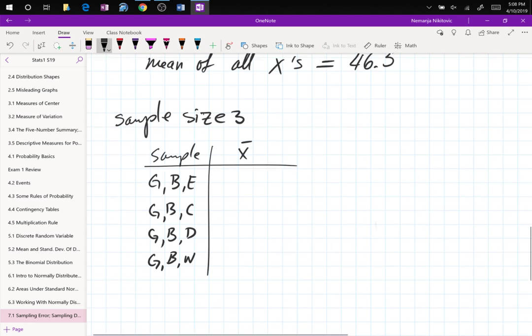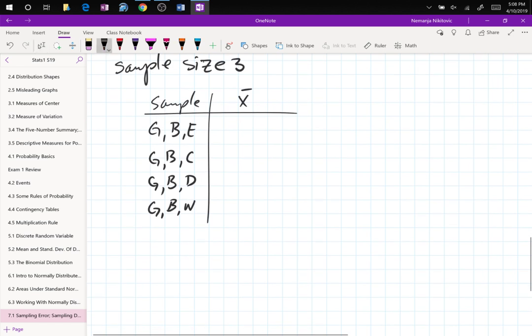Now, is Gates done? No, Gates is not done. Now we go GEC. Okay, so now GEC, GED, GEW. Wait, are we going to have more here?